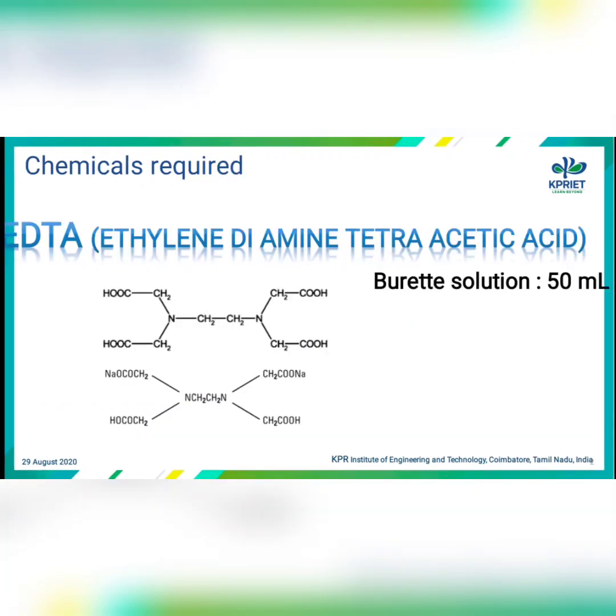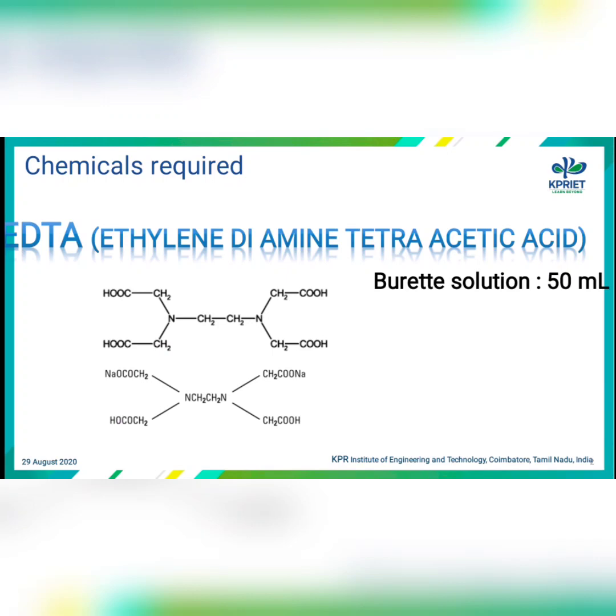To perform the experiment of hardness, we require, number 1, EDTA. EDTA is ethylene diamine tetraacetic acid. The structure has one ethylene, two amine groups connected to the ethylene on both the sides, and 4 acetic acid groups connected to the amine groups.